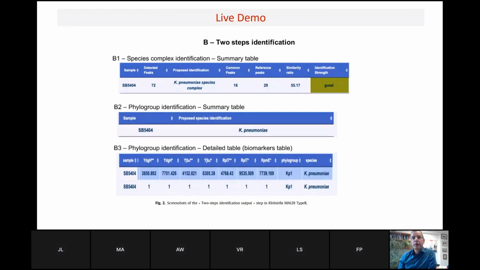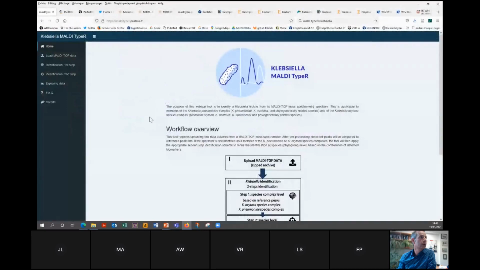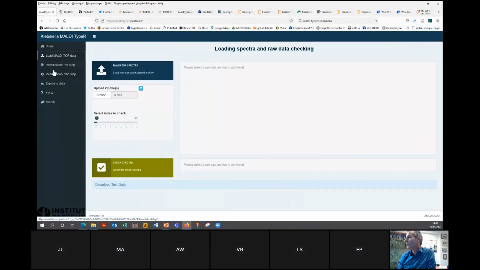So let me try to make a demo. I'm hoping it will work, because the BB system is a bit complex. So normally you should... Do you see my screen here? Yes, we do. Okay, great. So the first step is to load your data.